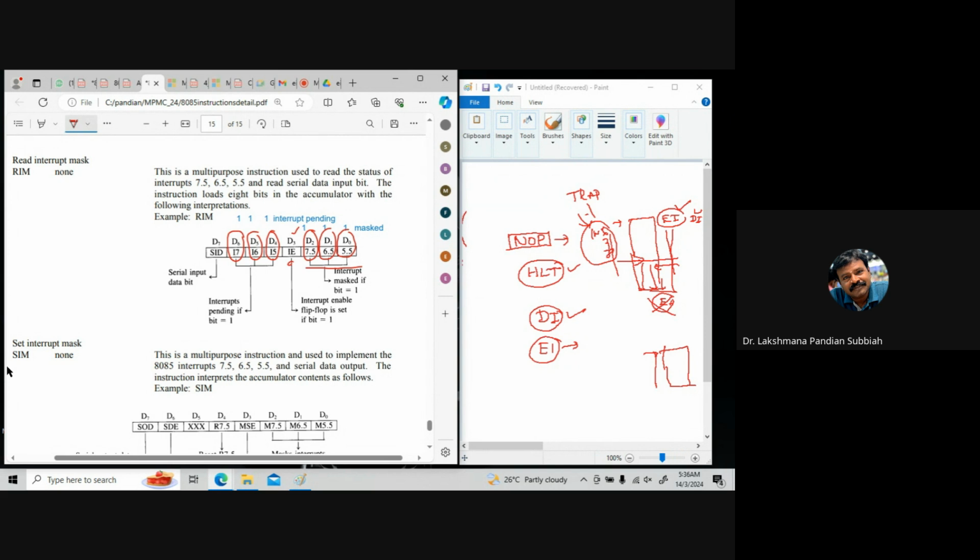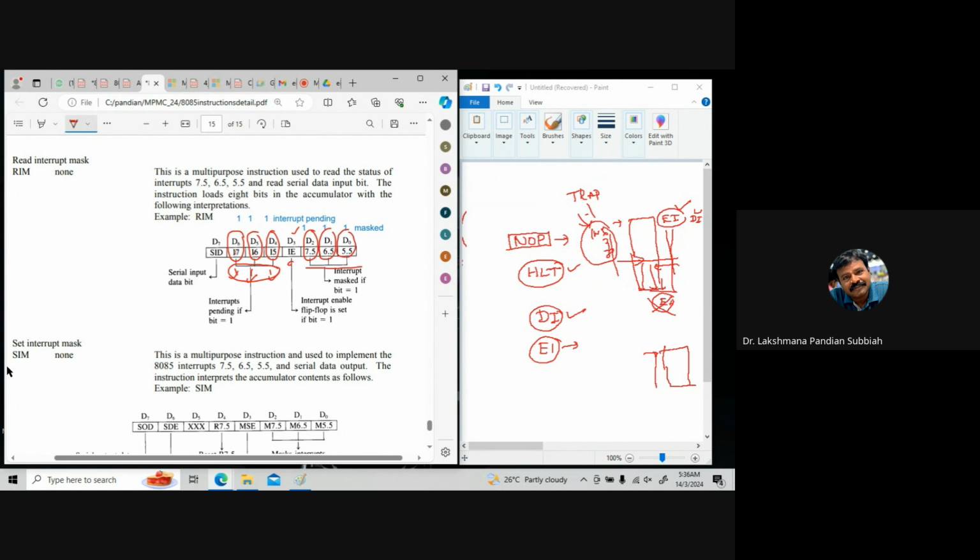Here we have interrupt pending. Setting it to 1 means the corresponding interrupt is waiting. Then the first interrupt is serviced, then the next interrupt, and the next. When interrupts are allowed, the highest priority is 7, the next level is 6, the next level is 5, right? The 7.5 comes before that, so this is the highest priority level.